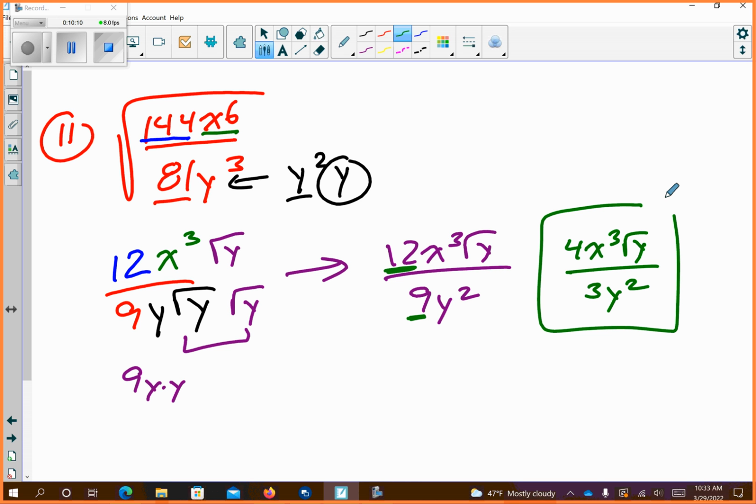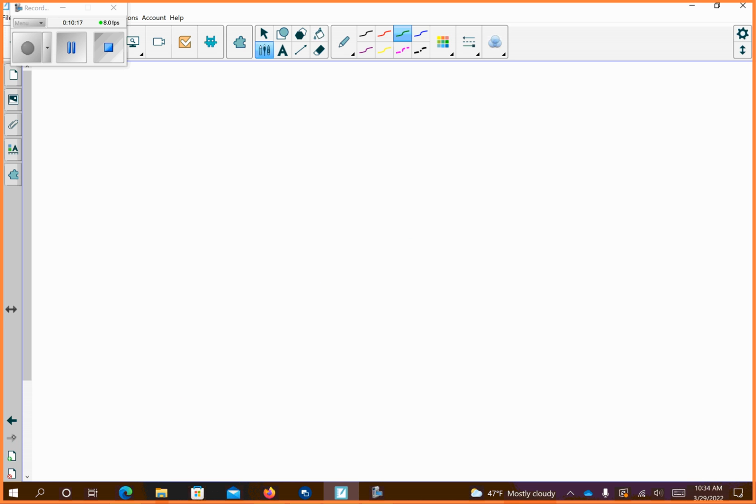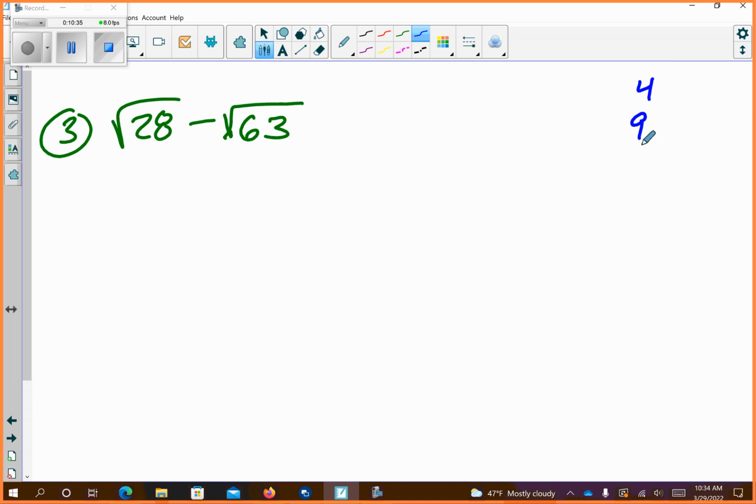Number 3. Can I move on? All right, so let's write my perfect squares. 1 times 1, I don't worry about. 2 times 2, 3 times 3, 4 times 4, 5 times 5, 6 times 6, 7 times 7, 8 times 8. That should be far enough.